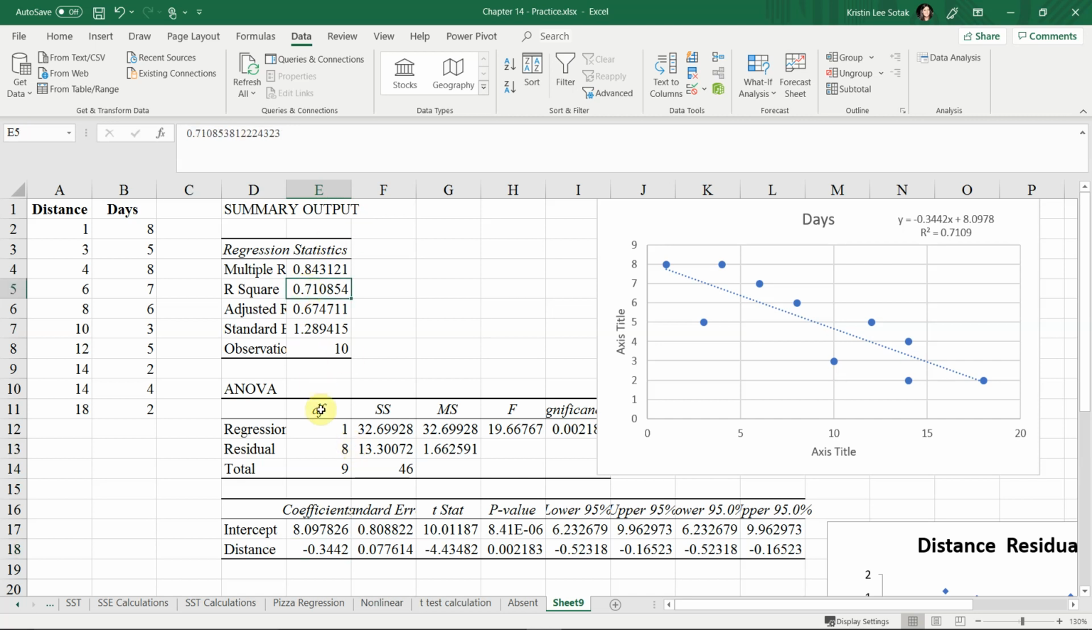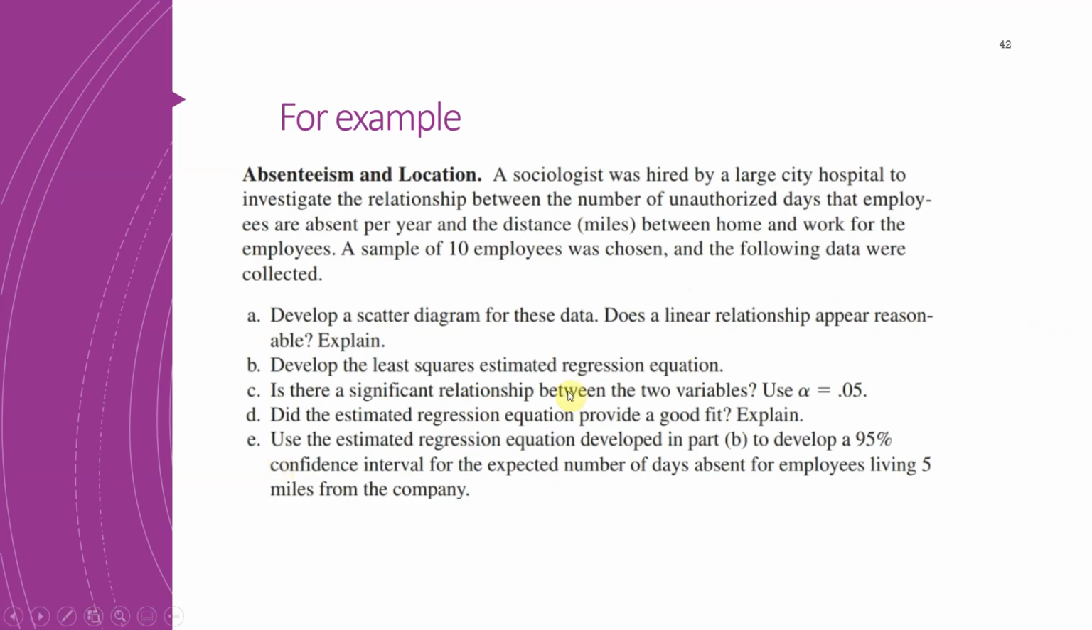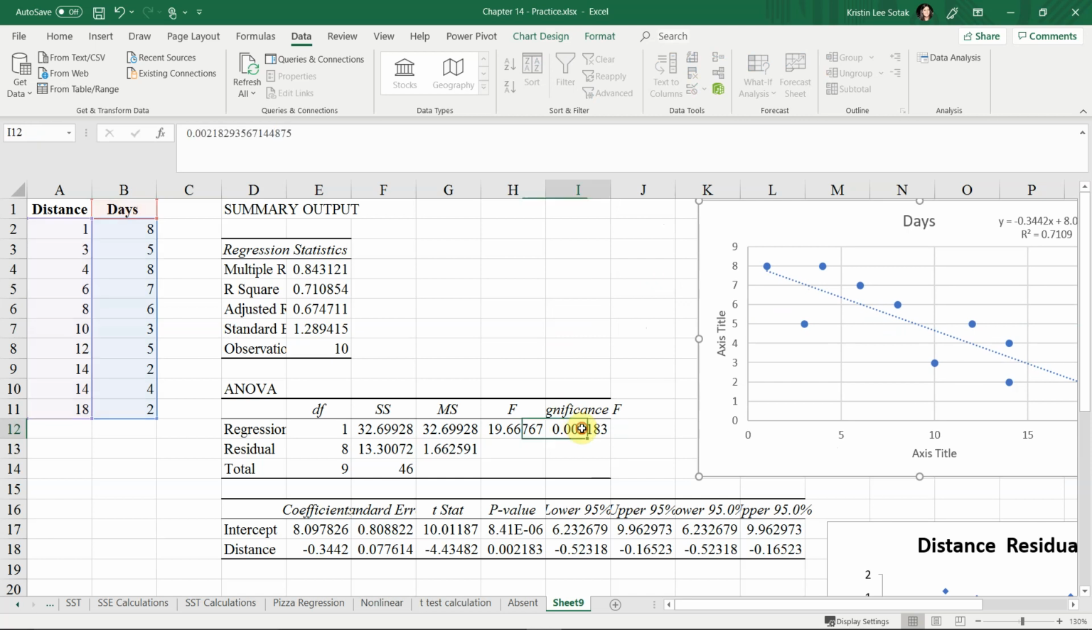So we already have this information in terms of, is it statistically significant or not? I think that's what it was asking us. Are the two variables significantly related? That's when we're going to want to look at our F statistic and our T statistic. The F statistic is less than 0.05, so it's statistically significant. In terms of distance, the p-value is less than 0.05. They're the same. For a simple linear regression, these values are going to be the same, by the way. Again, it's less than 0.05, so we know that this is statistically significant.